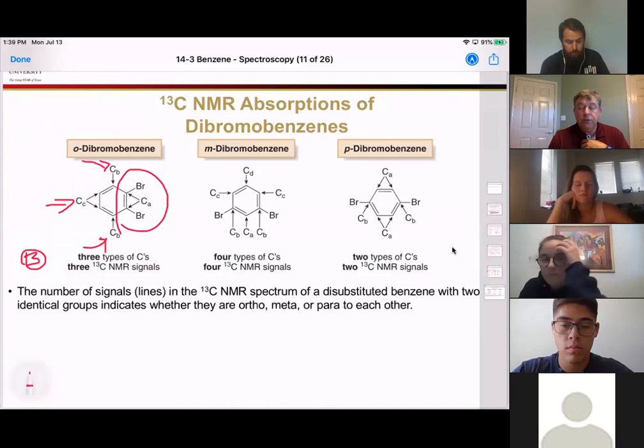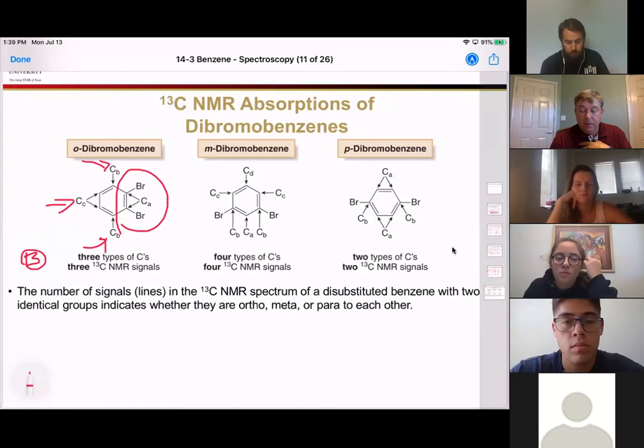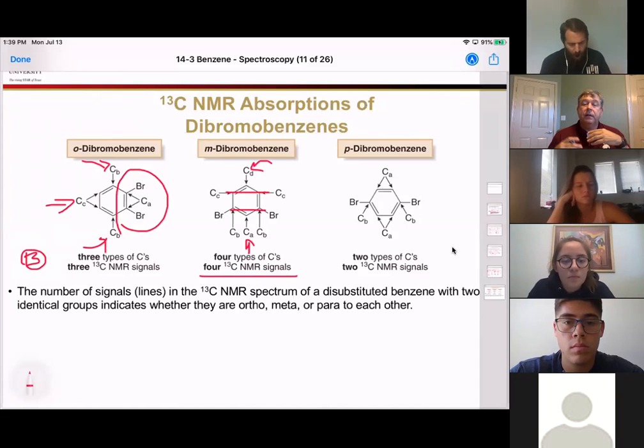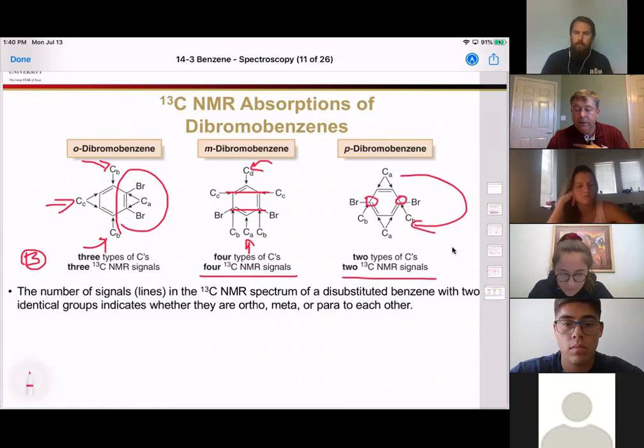In the meta substitution, we actually end up with 4 types. We have the ones that they're attached to, the ones that are adjacent, the one that's in the middle, and then the one that's opposite here. So we have 4 signals in carbon NMR for a meta substituted system. And when we go down to the para-substituted, just like in the proton NMR where it got simpler, we now only have 2 types of signals in our carbon NMR, the one where it's attached, and then the 4 other carbons are equivalent in that system.